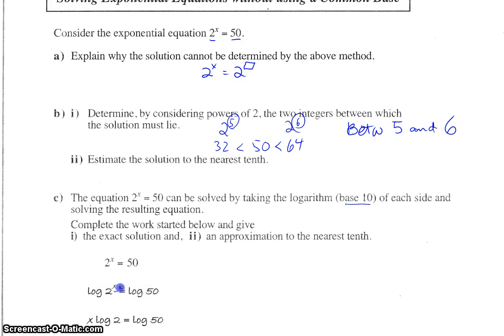And then we use our power rule from logarithms, whereas if we have something in the exponent on something we're logging, that can move down front. Okay, and then next step would be to divide both sides by log 2 to get x by itself. And so x would equal log 50 divided by log 2, and that would be our exact solution answer. And if we wanted it to the nearest tenth, we would put that in the calculator.